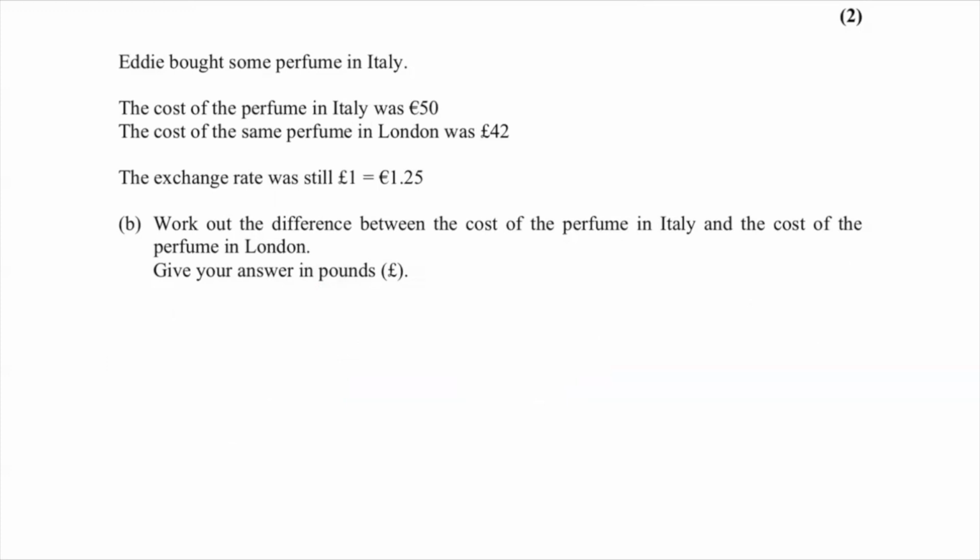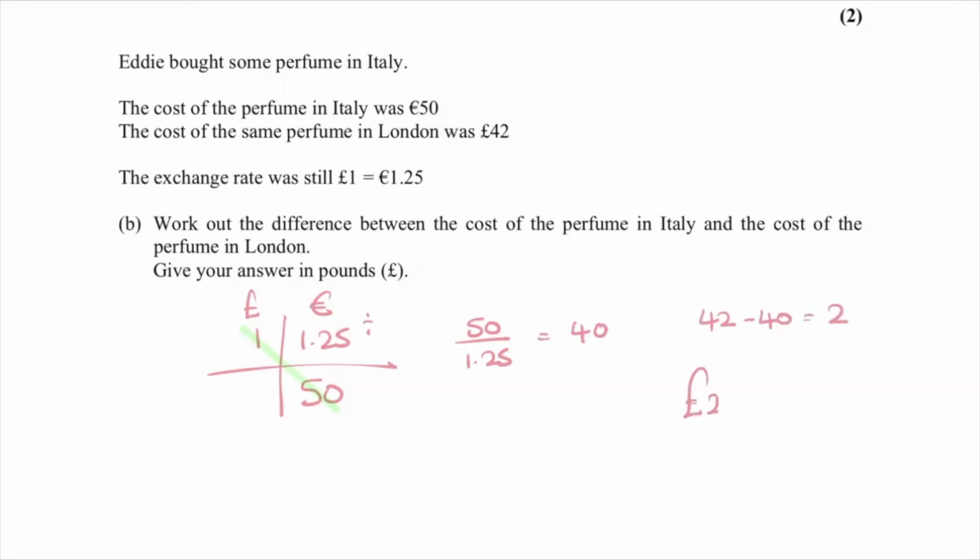Okay, so part B is asking us to work out the difference between the cost of the perfumes, and we need to give our answer in pounds. The exchange rate is the same, so I'm going to set that back up. I need to be doing this in pounds, so I'm going to change my euros into pounds. So I'm going to be putting 50 in the euros column, multiplying the diagonal, divide in the corner. 50 times 1 is 50, so it's just 50 divided by 1.25, which gives us 40. 42, take away 40 is 2, and that is our answer. The difference is £2.